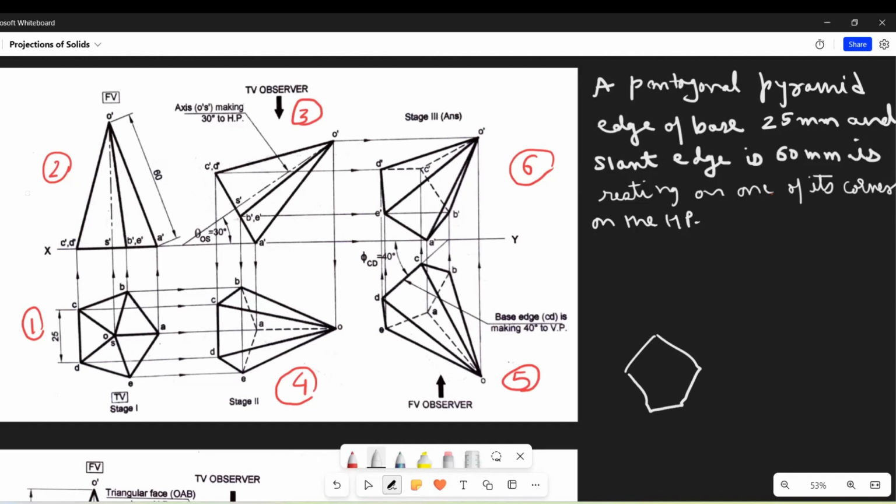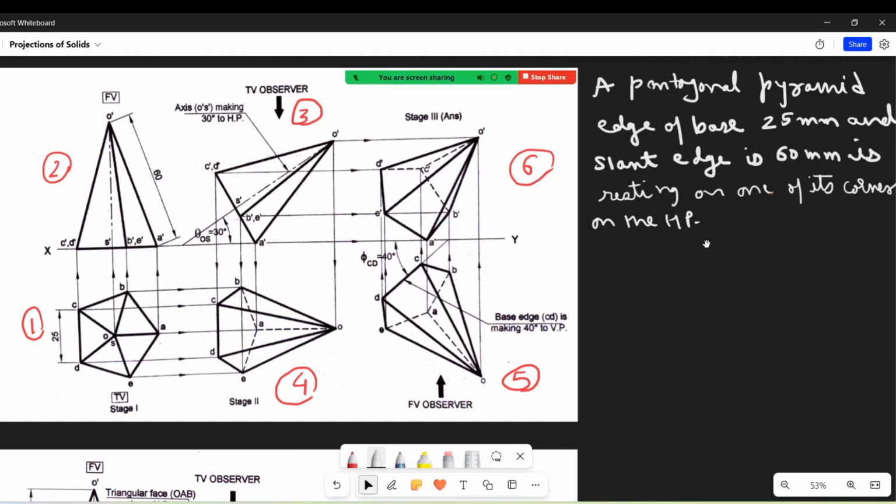This is correct. If I draw it like this as view number 1, this is also correct. Okay, and there can be a few more positions. So "resting on one of its corner on the HP" is insufficient data.